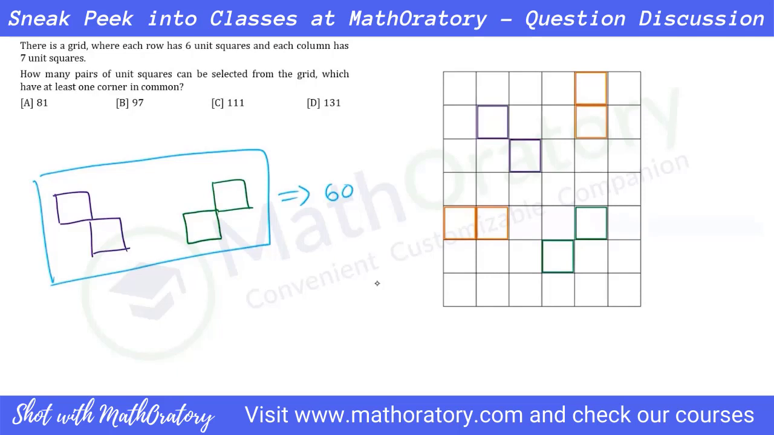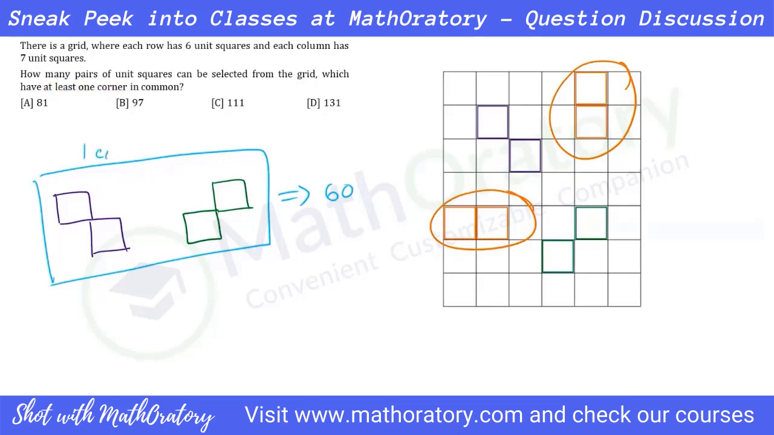We're looking for how many pairs of unit squares can be selected from the grid which have at least one corner in common. So if it says at least one corner in common, even arrangements like these and arrangements like these can be selected now, because they are having 2 corners in common. See, no pair of squares can have three corners in common or 4 corners in common. If they have 4 corners in common, they are the same square, right?